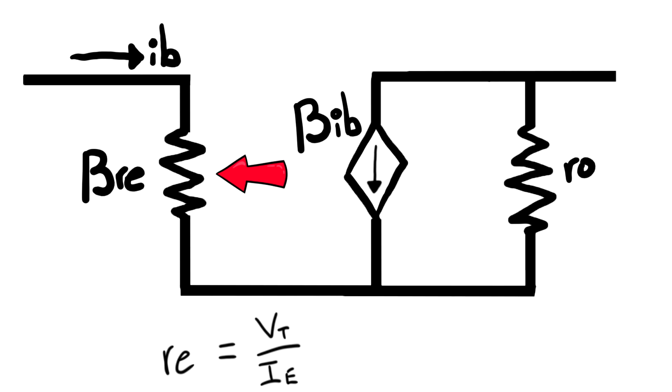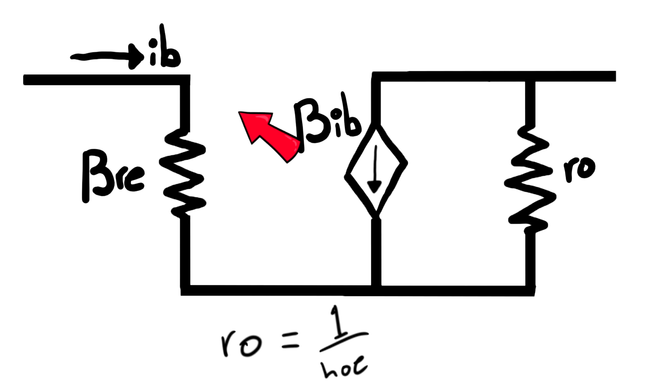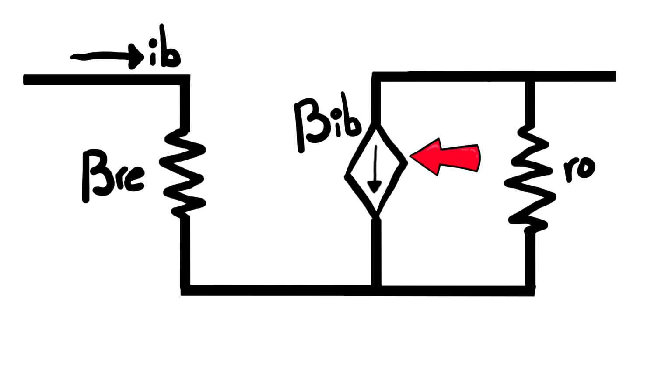The RE is equal to VT over IE, with VT not equaling V total, that's VCC. VT is an internal part of the transistor that we can assume is 26 millivolts. The RO is equal to 1 over HOE, or some arbitrarily large number. And the current is beta IB, with IB coming in the direction of here.